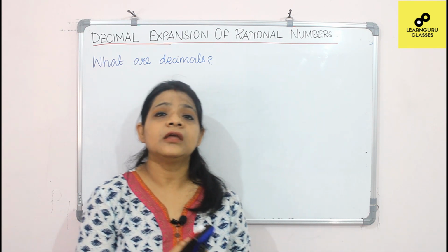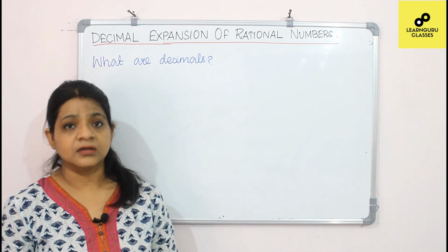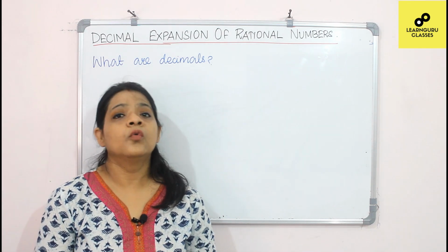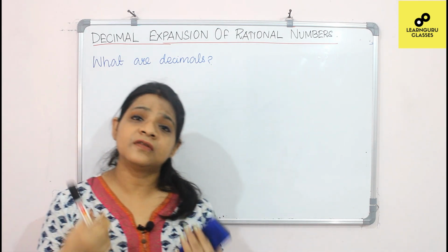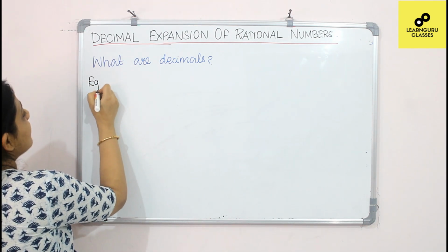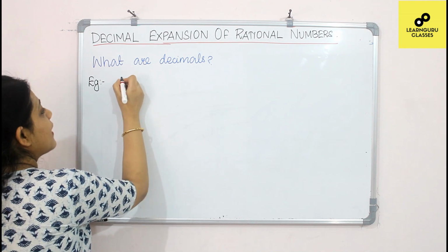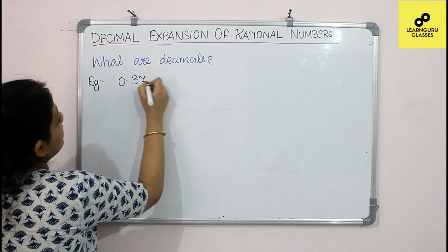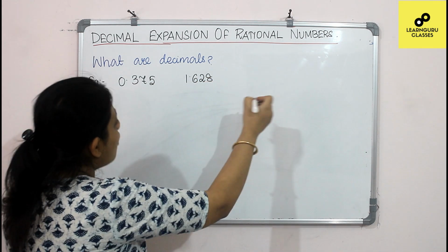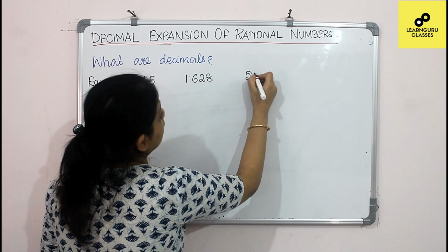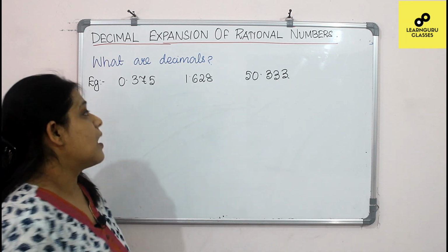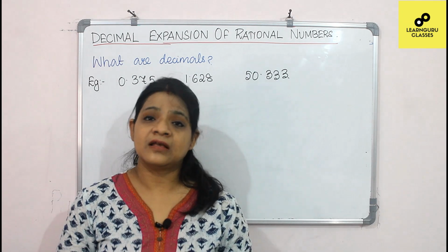Before going into decimal expansion, the thing that strikes our mind is: what are decimals? We know what decimals are, right? You can name examples of decimals, like 0.375, 1.628, or 50.333. All these are examples of decimals.